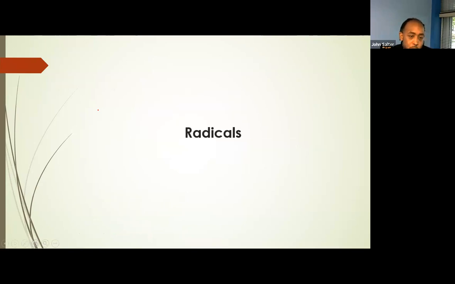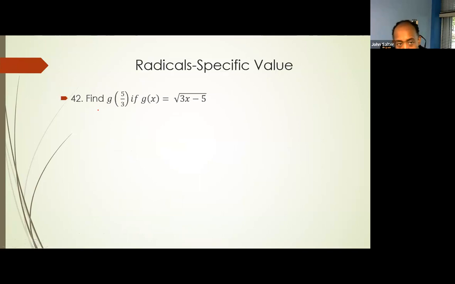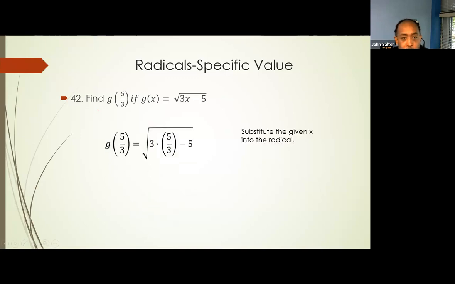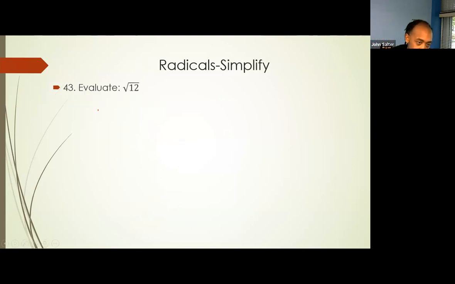Radicals. All right, find g of 5/3 if g of x is equal to the square root of 3x minus 5. All right, so the first thing I'm going to do is substitute that value in for x. It'll look like this. Simplify, because I got some multiplication and some subtraction going on in here. Boom. I can simplify, and that multiplication just gives me 5. And when I do that subtraction, I get 0. And square root of 0 is 0.